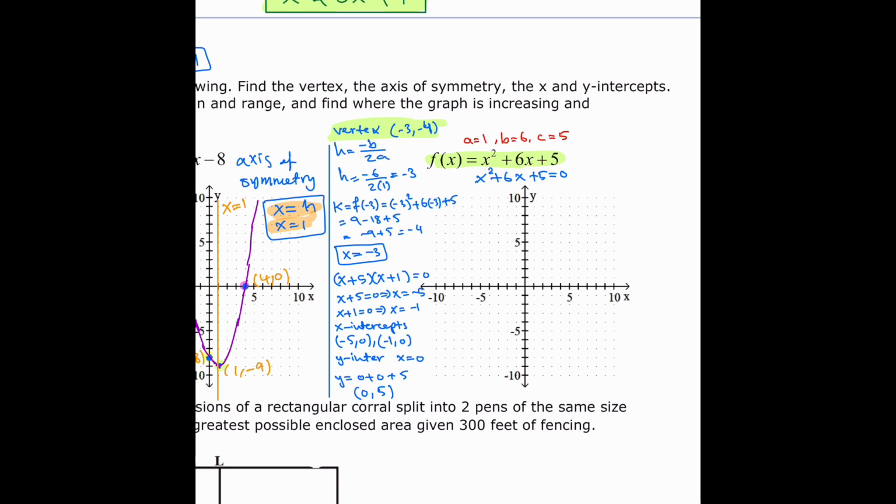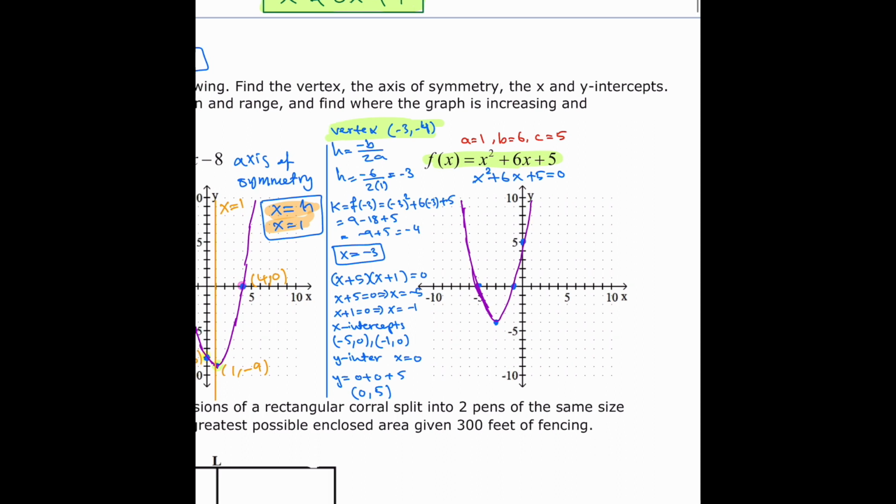So the first step is to graph the vertex, which is negative 3 and negative 4. The x-intercepts, which are negative 5 and negative 1. And then we're going to graph the y-intercept, which is 0 and 5. And now we're going to graph. Make sure it's a smooth curve and not lines. And now I'm going to graph the line of symmetry, or the axis of symmetry. x is equal to negative 3.